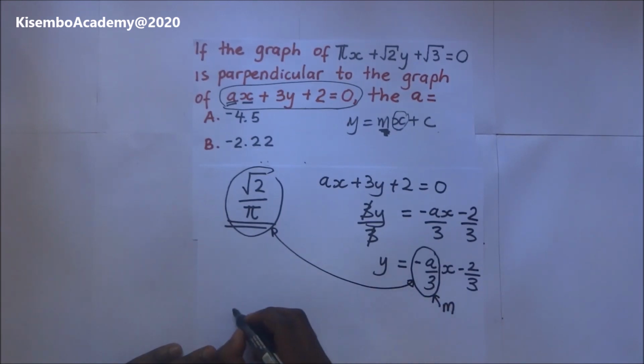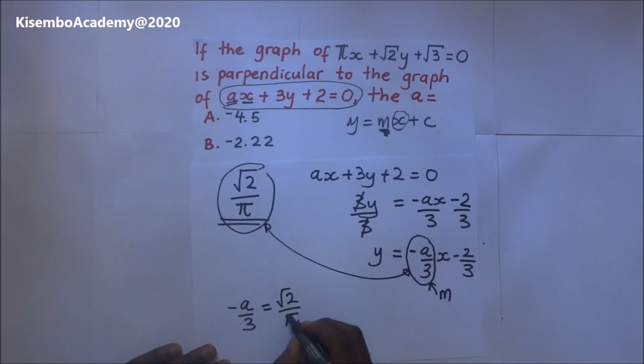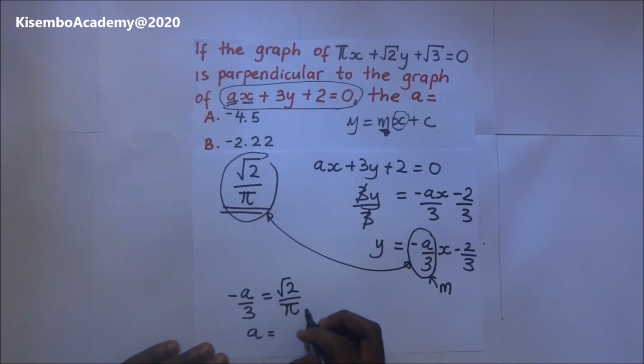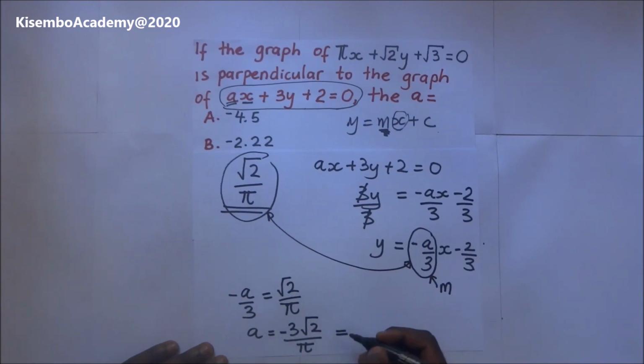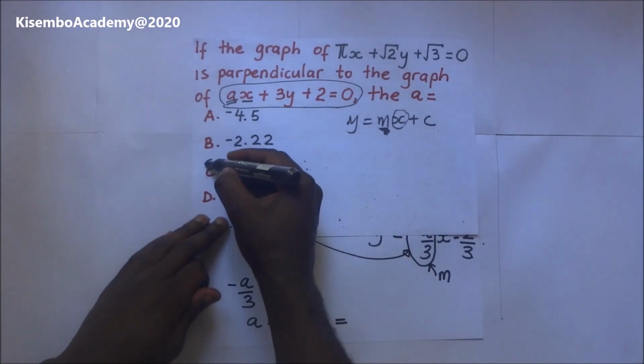So this means that negative a over 3 is going to be equal to the square root of 2 over pi. When we make a the subject of the formula, a becomes 3 times the square root of 2, divided by pi, and this is negative. And of course, when you compute that, you're going to end up with this answer, C.